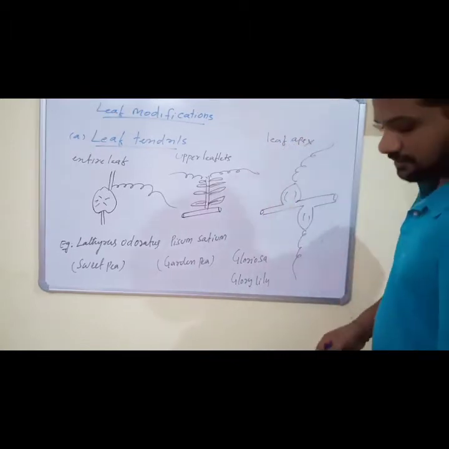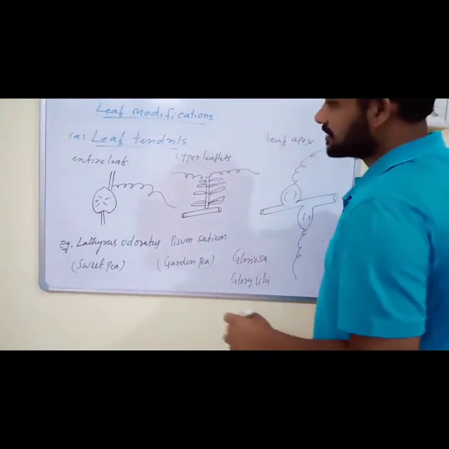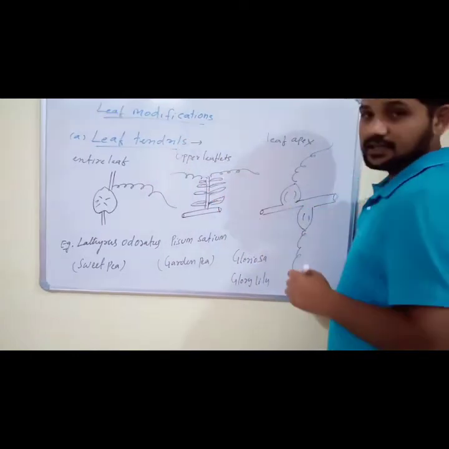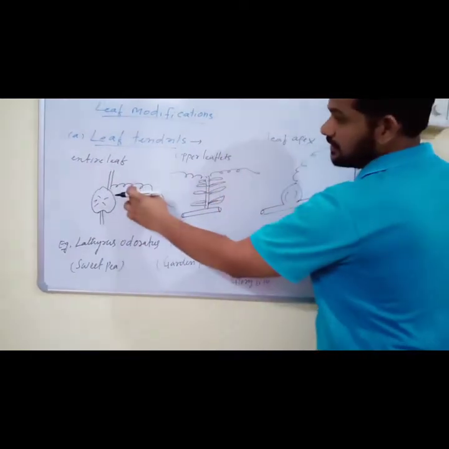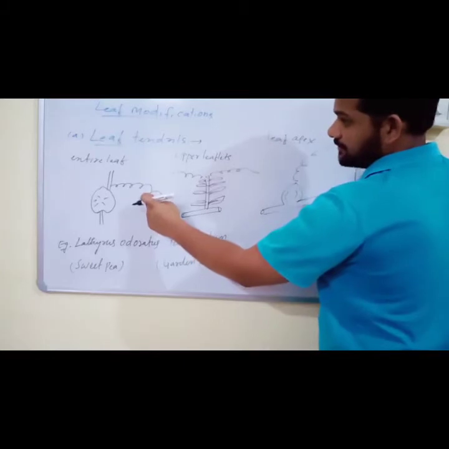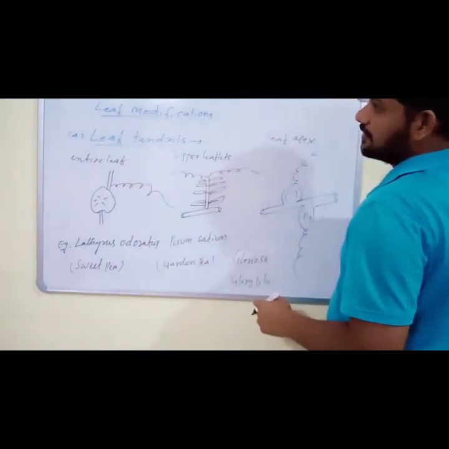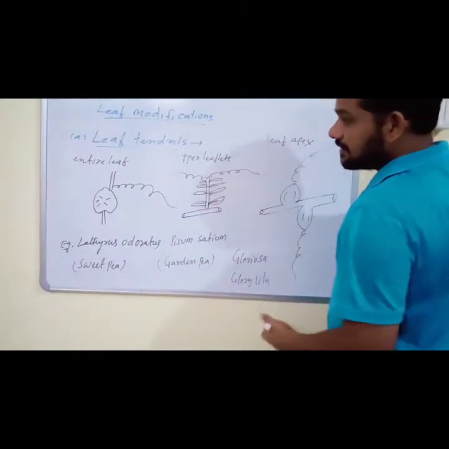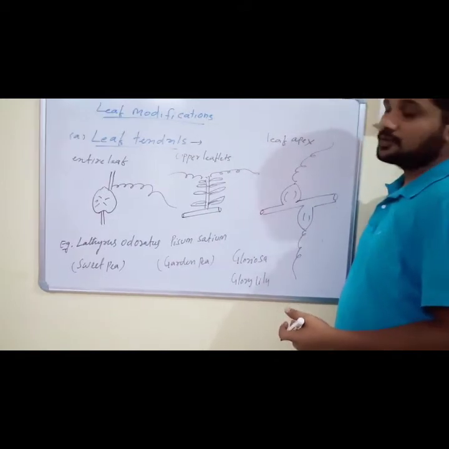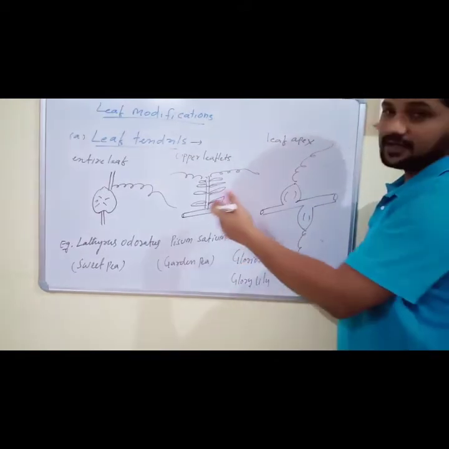These are the various diagrams. Leaf tendrils. So what is tendril? Already I told you. It is a long, sensitive coiled structure and it coils around the support. So in leaf modifications, the entire leaf or any part of the leaf is modified into tendril, and tendril gives support.